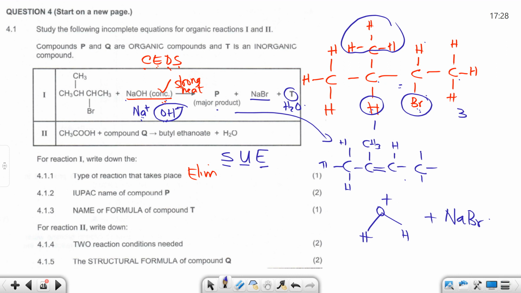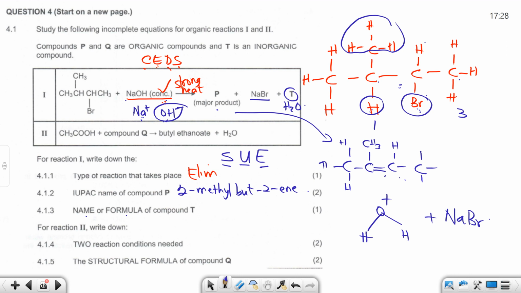IUPAC name of P. Can we name this? It's an alkene, right? And this guy is sitting on carbon number 2. So what do we have? 2-methylbut-2-ene. 2 marks. Name or formula of T. Okay, both of them are correct. Name, water. Formula, H2O. Make sense?